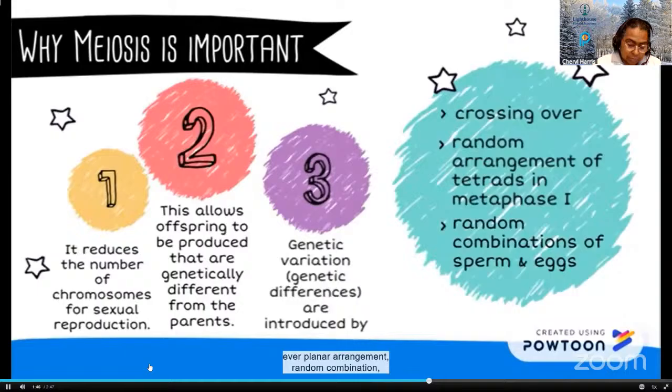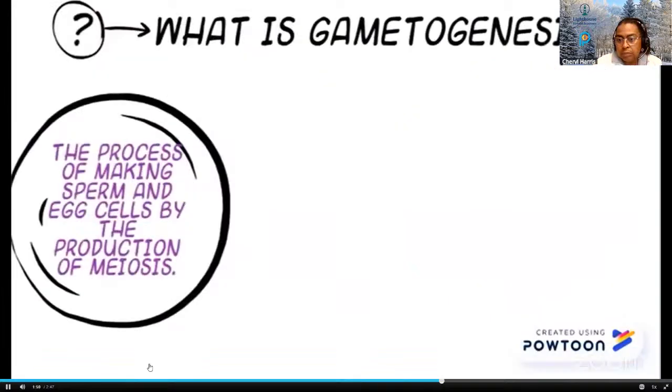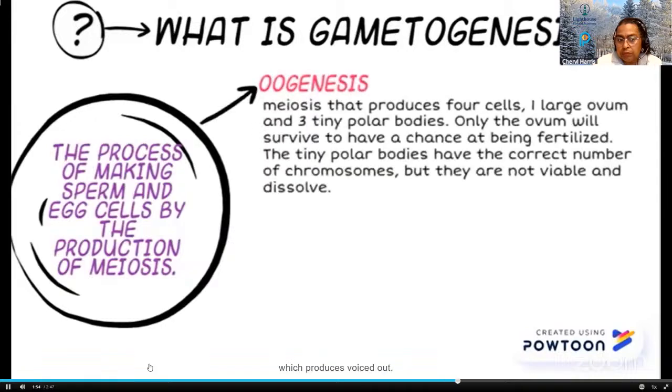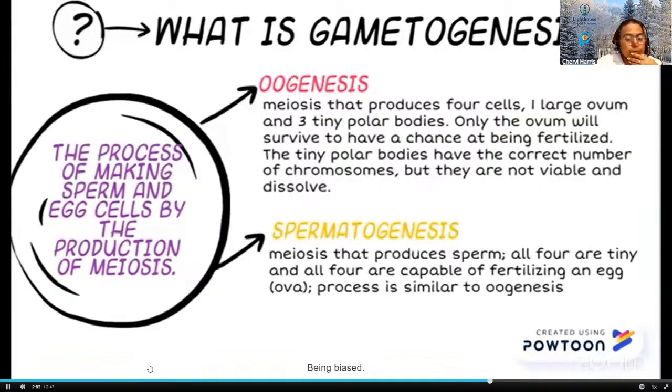In gametogenesis, there's oogenesis, which produces 4 cells, 1 large ovum, and 3 tiny polar bodies. Only the ovum will have a chance to survive to be fertilized. In spermatogenesis, this is where meiosis produces sperm, where all 4 are tiny and all 4 are capable of fertilizing an egg.